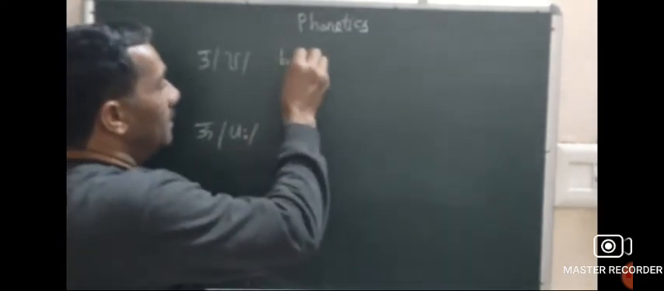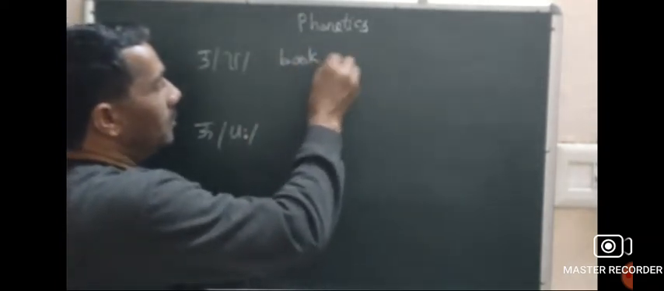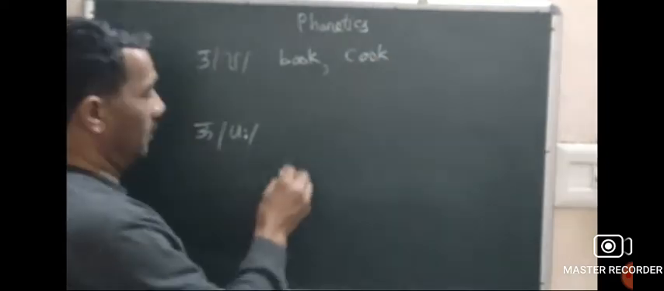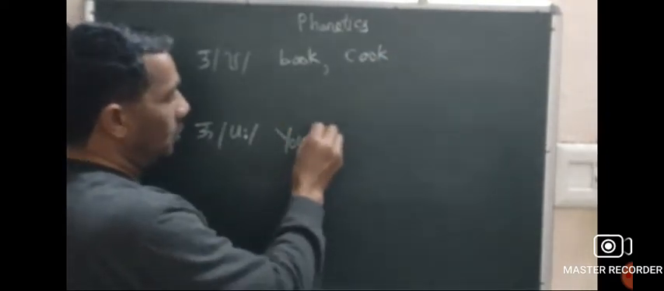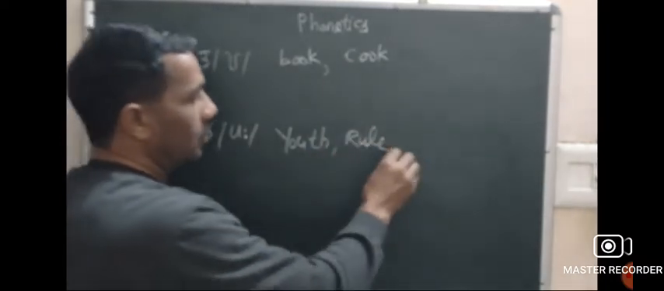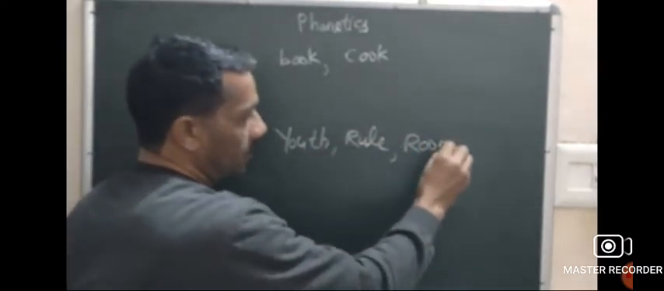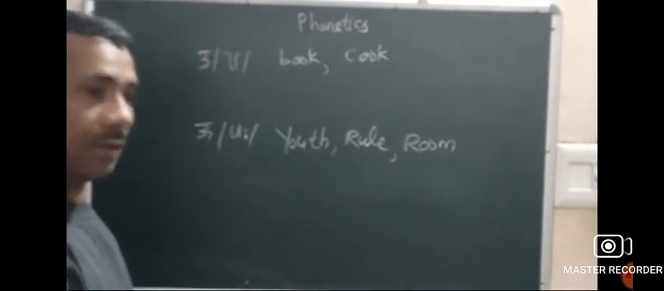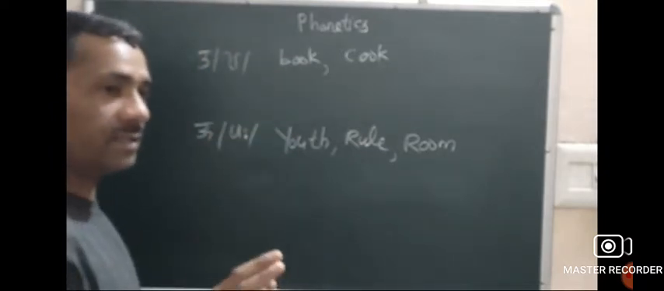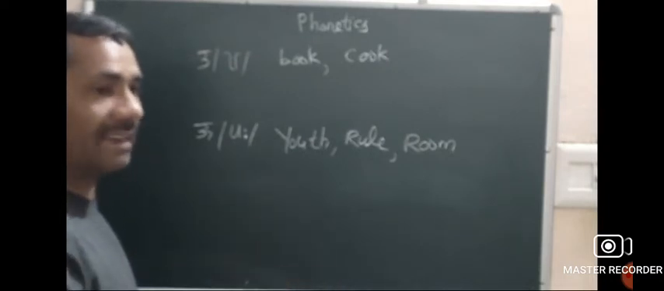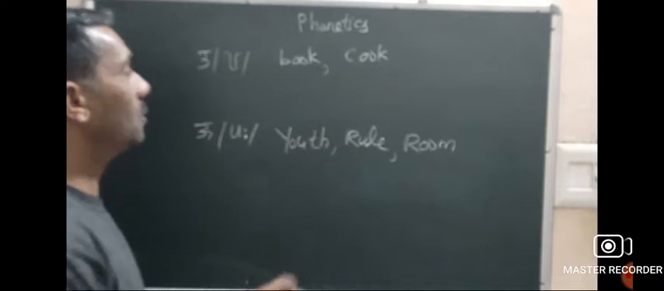For example, book, cook, youth, rule, room. When we speak book, here our voice automatically anticipates that the short oo has been used.